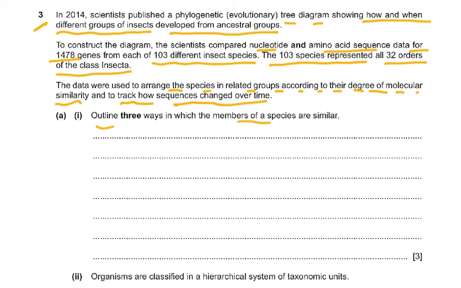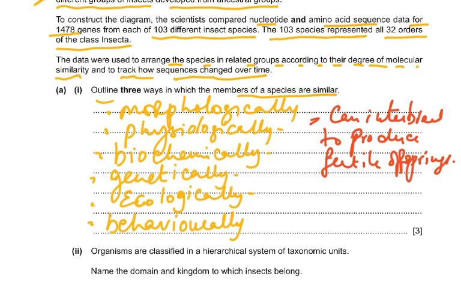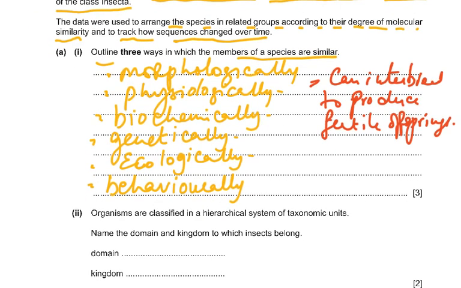Outline 3 ways in which the members of a species are similar. Very basic, is it? Asking you the definition of species. How are they similar? They are similar morphologically. So you could have said anything: morphologically, physiologically, biochemically, genetically, ecologically, behaviorally, and can interbreed to produce fertile offspring. So any three of these would have got you your 3 marks.